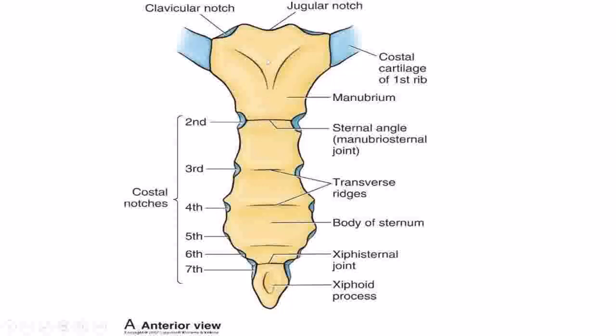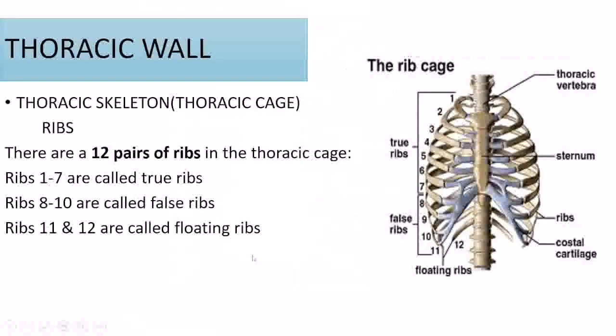Remember, angle of Lewis. So it separates the manubrium from the body of the sternum, and this junction is the sternal angle, manubrio-sternal junction, or angle of Lewis, or manubrio-sternal joint. So the body harbors many costal notches for the second, third, fourth, fifth, sixth, and seventh rib. So these are regions of articulations. The third part of the sternum is the xiphoid process. So remember, the sternum has three parts: the head or manubrium, the body, and the xiphoid process.